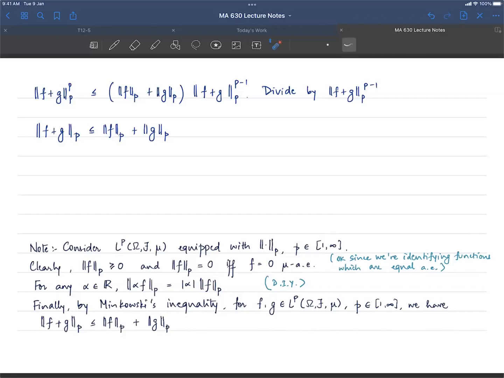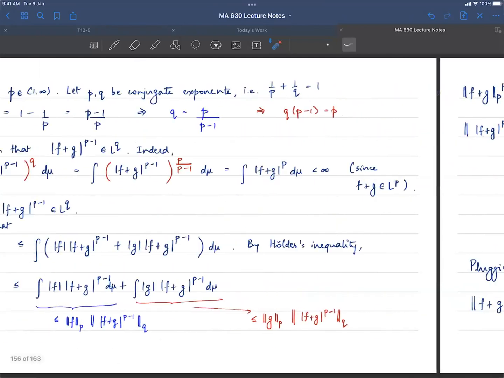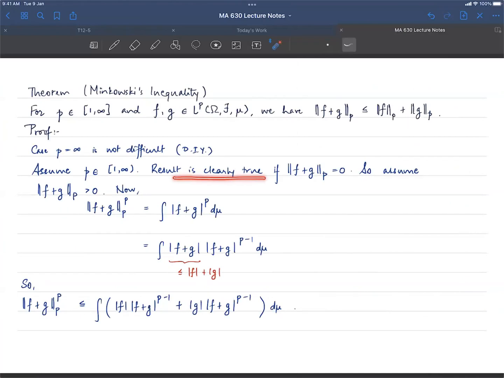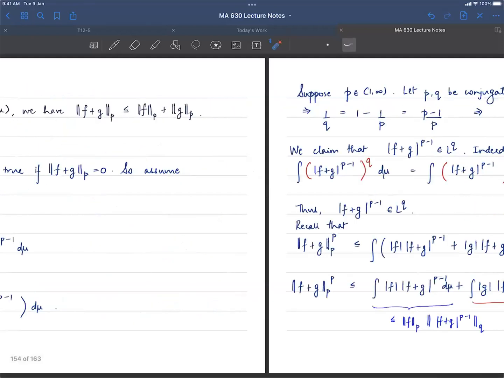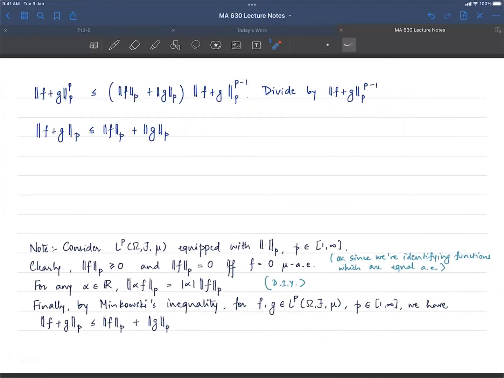Okay. All right. So then just one last loose end. By the way, here we're dividing by this. And this is why we had to first set aside the case when the P norm of F plus G was 0. If you remember, initially we said clearly the result is true if P norm of F plus G is 0. So we're assuming that P norm of F plus G is greater than 0. That's why we can divide by that. Okay. All right, so this is what we get.